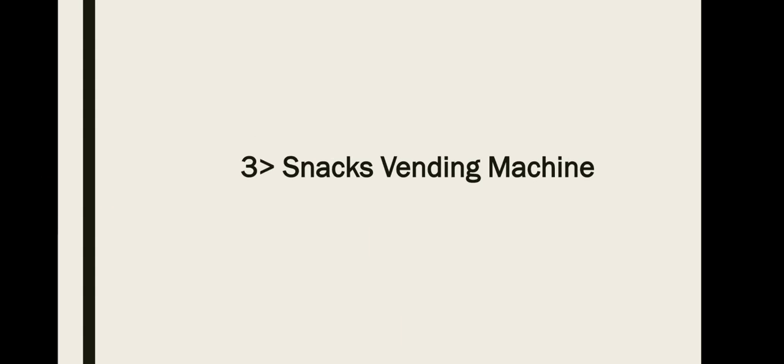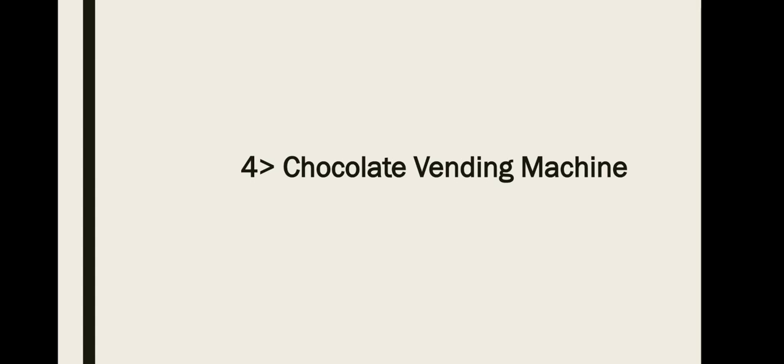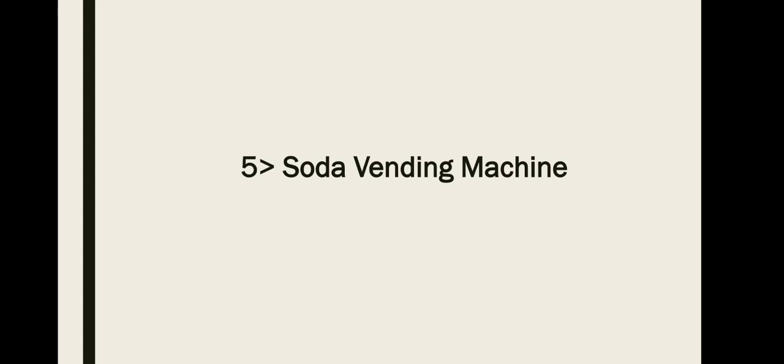So number three is snacks vending machine. Basically it gives chips and different snacks such as popcorn and all those stuffs in a vending machine. So it can also be a great idea. Next is chocolate vending machine. This has its best potential if you install it near a school, because children will be buying all those stuffs, right?